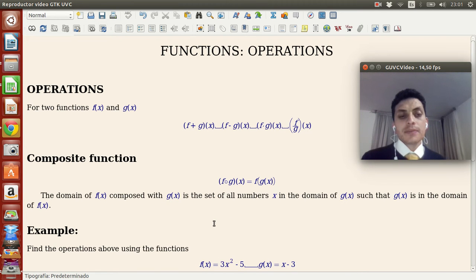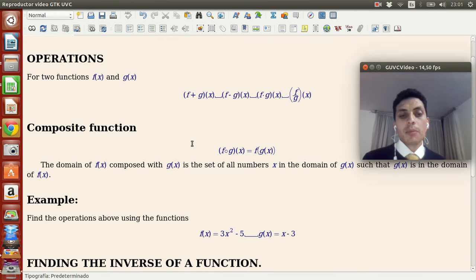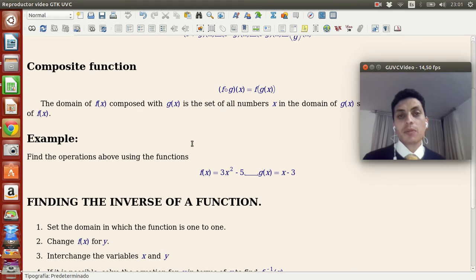And we're going to watch it in an example. We're going to see the operations and the composite functions with an example before talking about the inverse. So we have the functions f of x equals 3x squared minus 5 and g of x equals x minus 3.